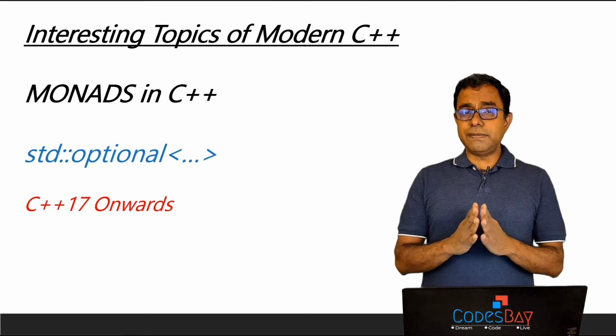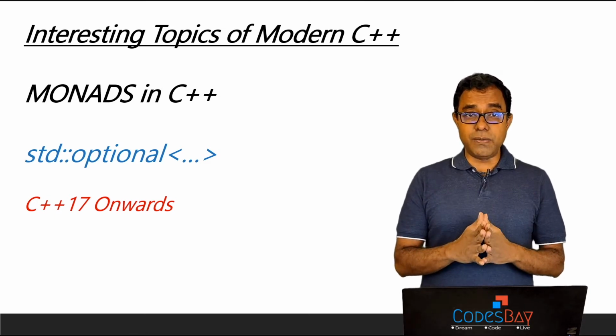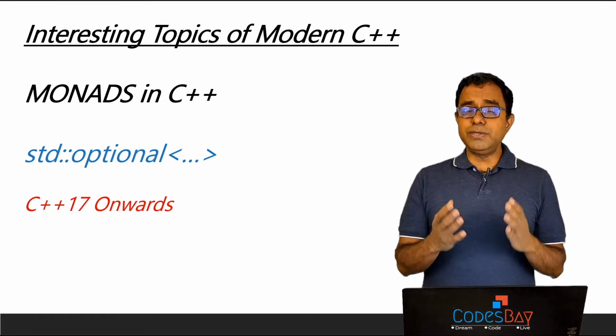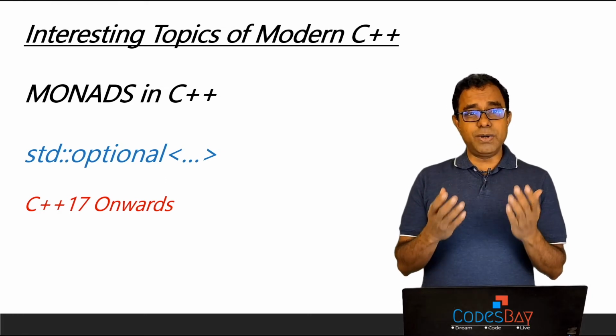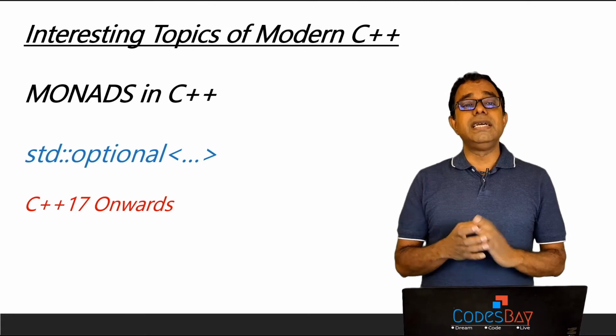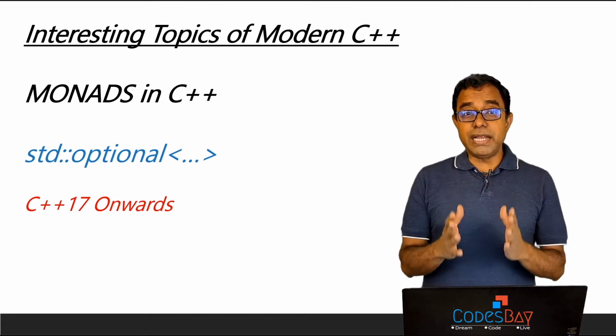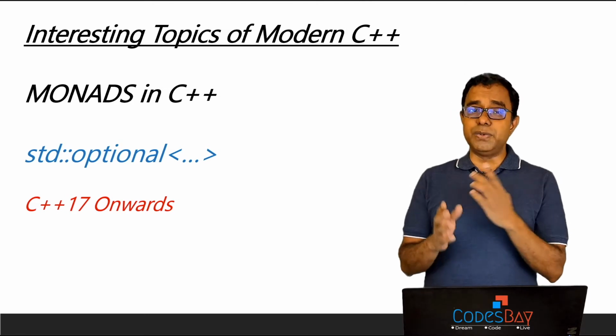Now this feature is available in C++17 onwards, but if you don't have a C++17 compiler, you can use boost::optional, which can work with C++11 and 14 compilers. And it is pretty much similar to what std::optional does. In fact, std::optional is adopted from boost::optional.